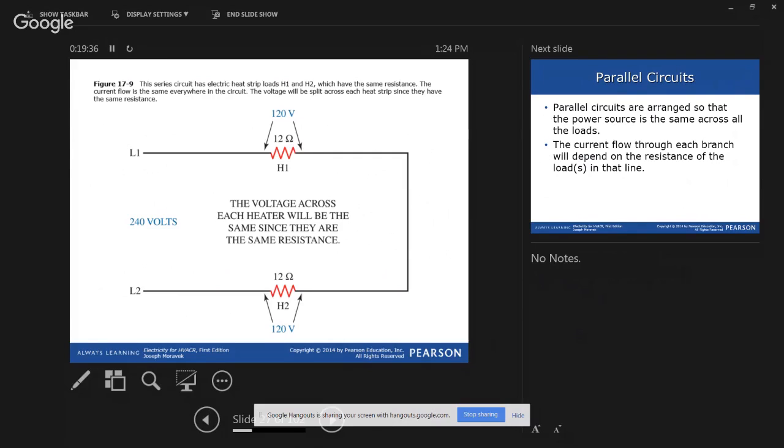Here it is. Pretty simple layout we got going on here. We're sending 240 volts out across two 12 ohm resistors in series. Jason, what's our total resistance in this circuit? 24 ohms. So when they're both the same size, we're going to have equal voltage drop across them. Everybody square with that?